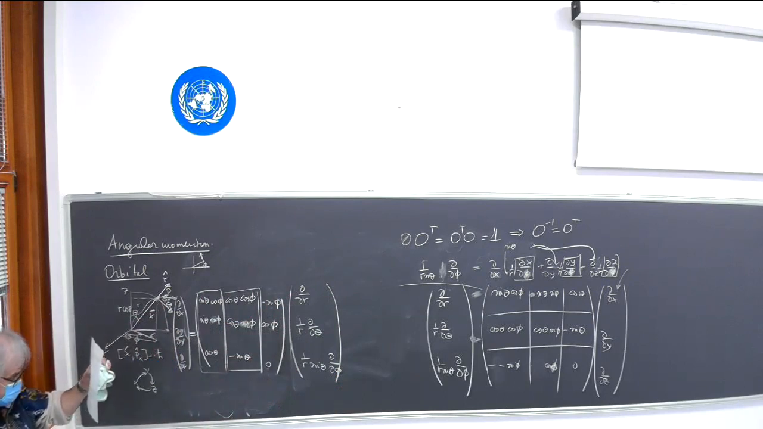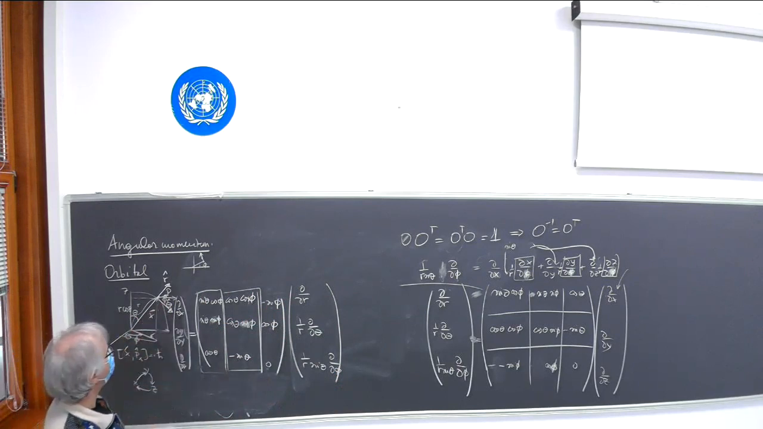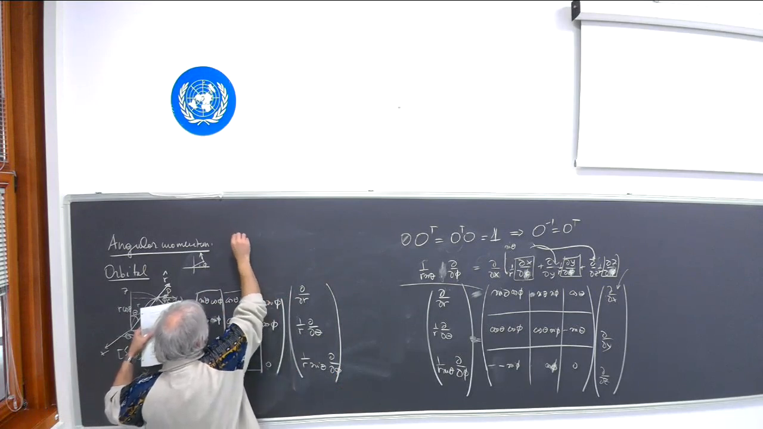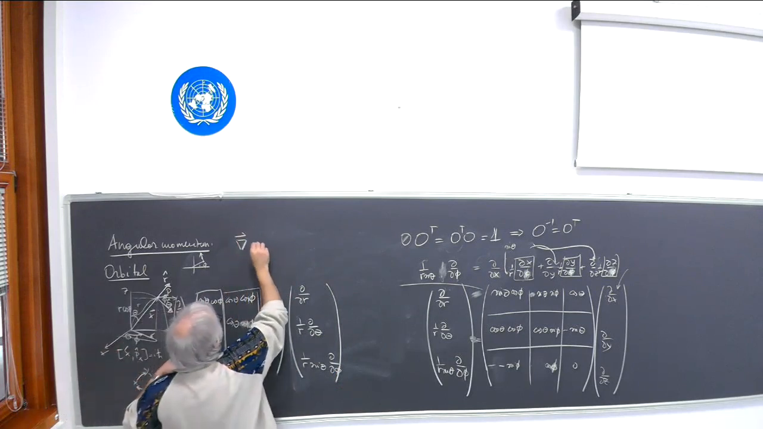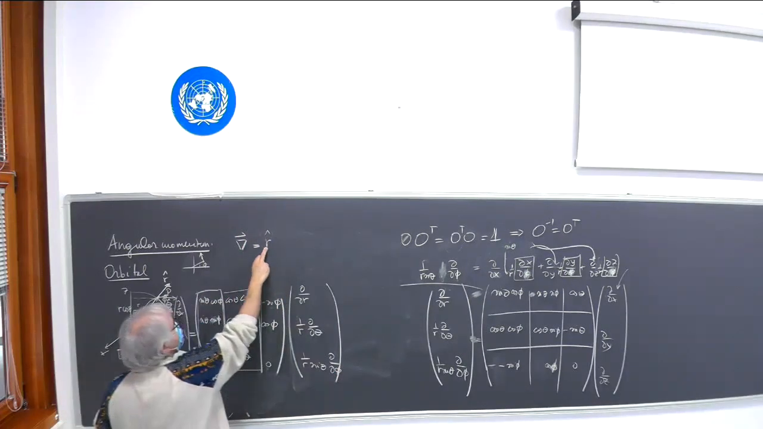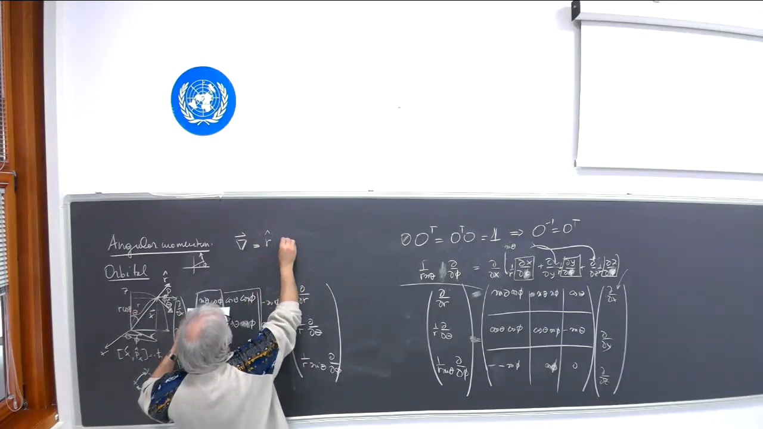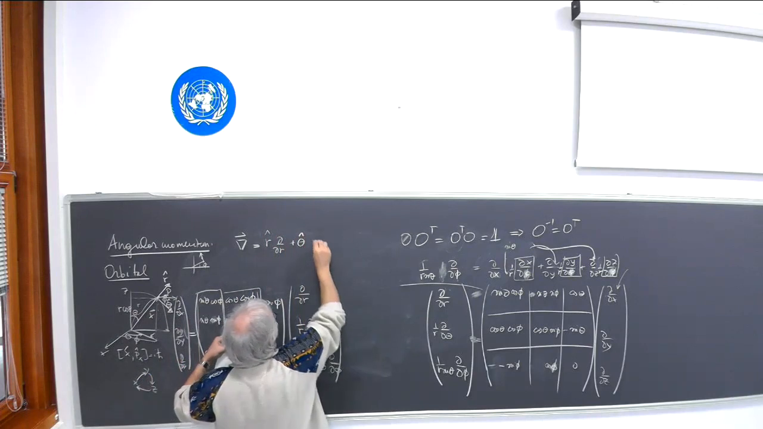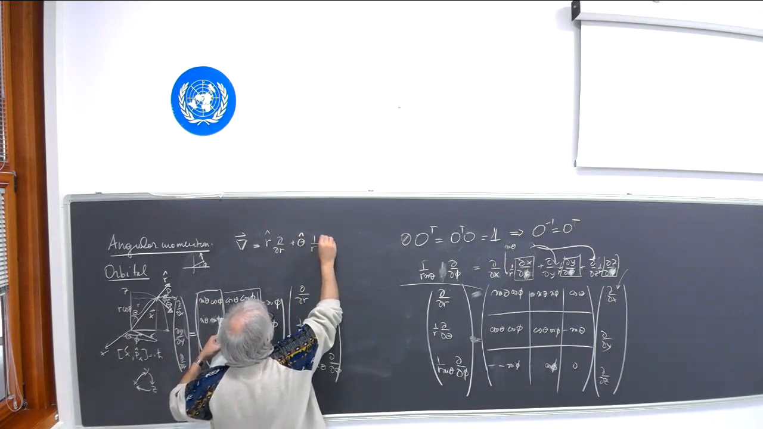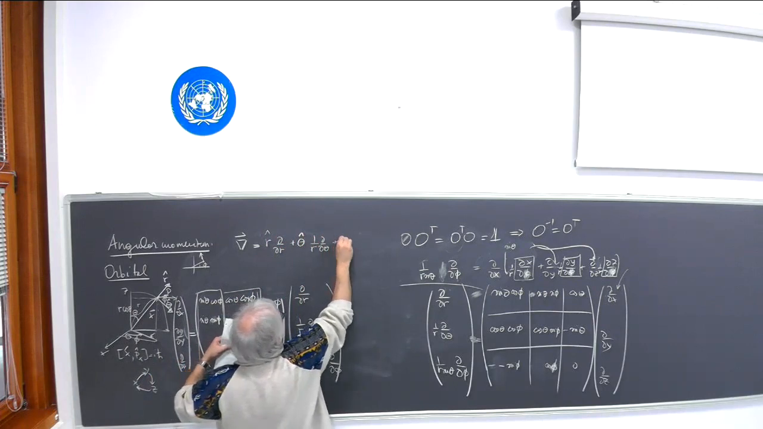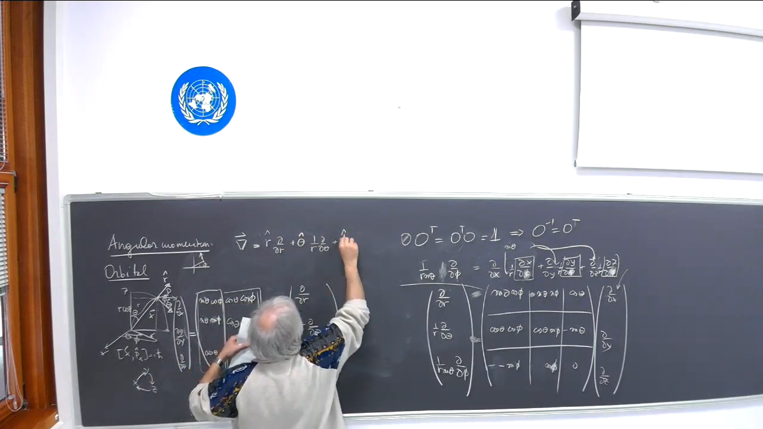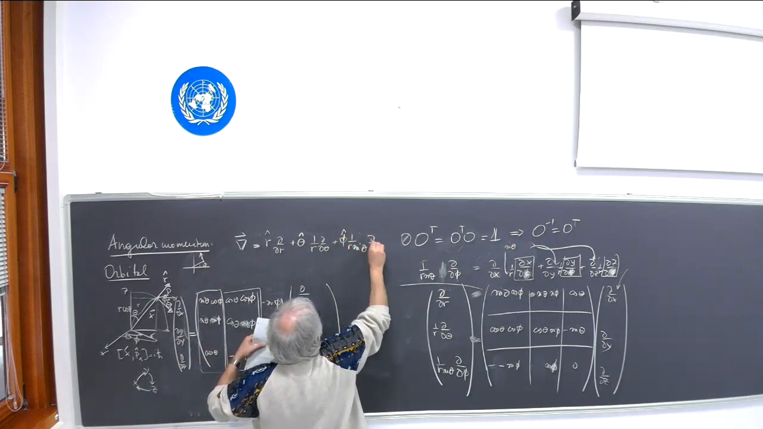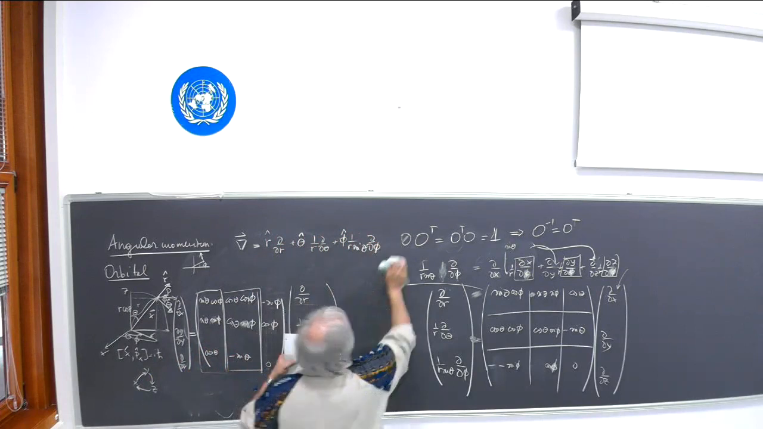r, theta and phi. Let's write it more compactly. First write it, and then we see why this is so. The usual gradient is equal to the unit vector along r times the derivative with respect to r, plus the unit vector along theta times 1 over r, the derivative with respect to theta, plus the unit vector along phi times 1 over r sine theta, d in d phi. Okay, let's see why this is so.